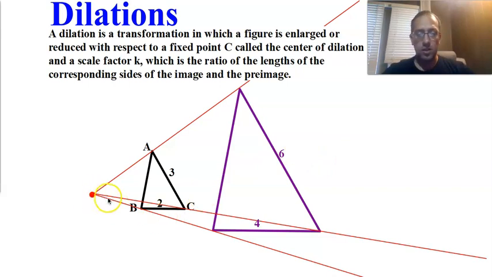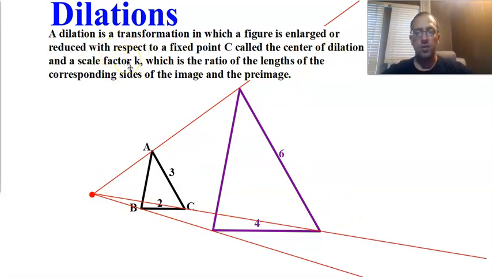So what this is, notice that these rays drawn from the center of dilation pass through the vertices of the pre-image and then through the vertices of the image. Okay, so this is why I say it's with respect to the center. That is how it is drawn, how it comes about.